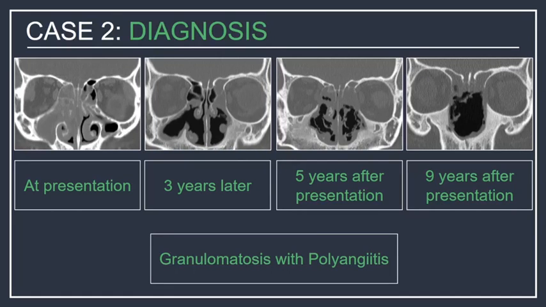While this patient came to clinical attention because of their lacrimal gland involvement, sinonasal disease was certainly there at presentation. We can see that over time, the progressive erosion of the turbinates and the nasal septum, which is a complication of this condition.